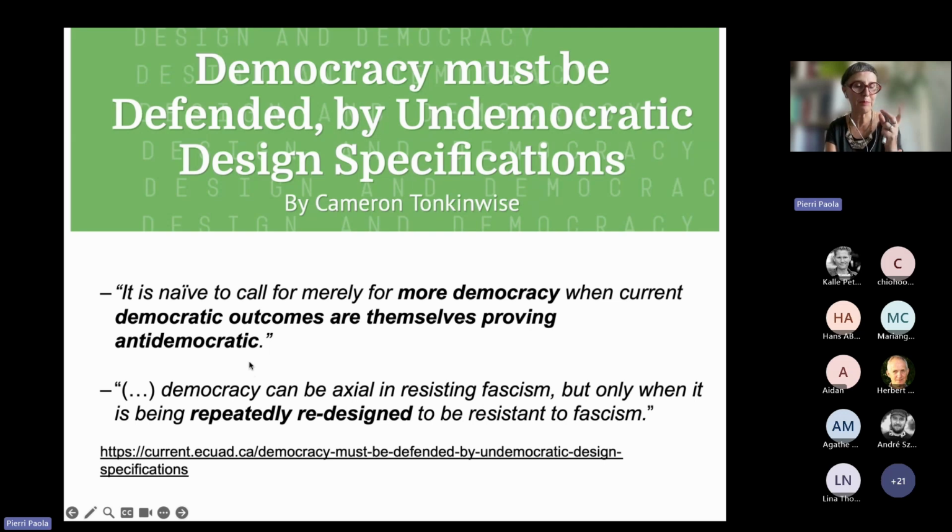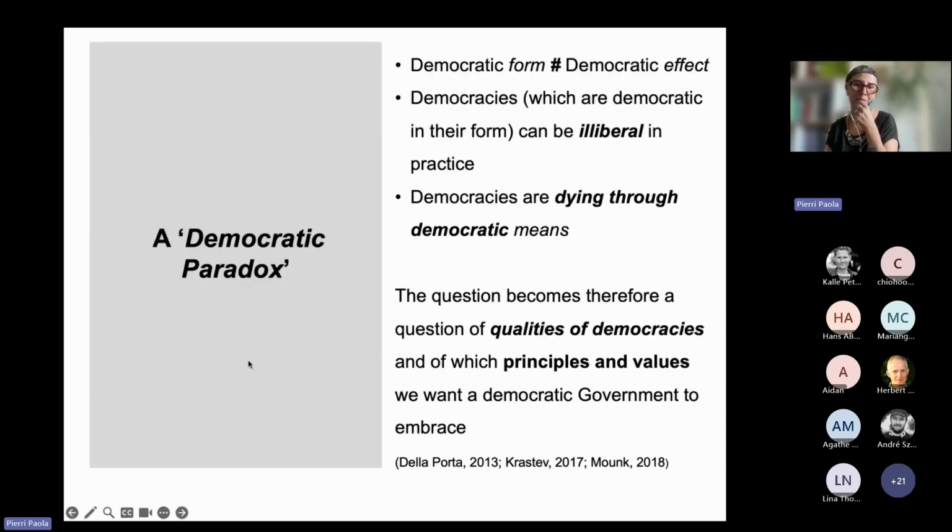And Tonkinwise in the paper builds on a very important political concept, the idea of a democratic paradox, which I think is important to understand when we talk about design and democracy together. It entails that democratic forms are not the same as democratic effect, and that democracies which might be democratic in their forms, with multi-party elections and democratic institutions in place, can still be illiberal in their practice. In democratic theory, this is often referred to as the substantive and formal understanding of democracy. As soon as we understand this difference, we understand that democracies might also be dying through democratic means.